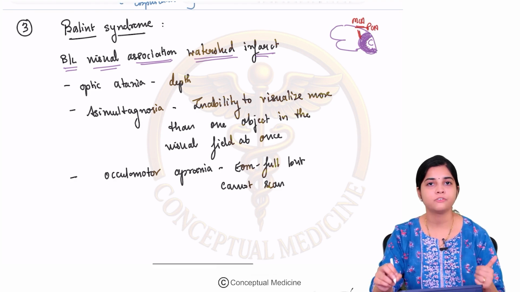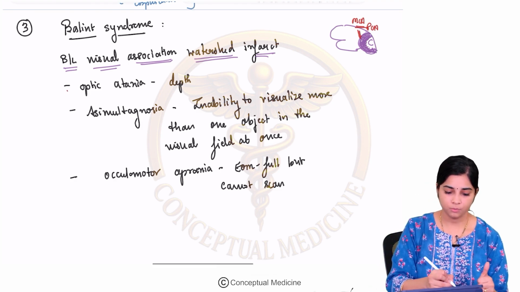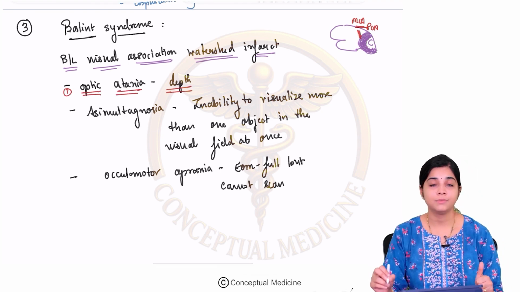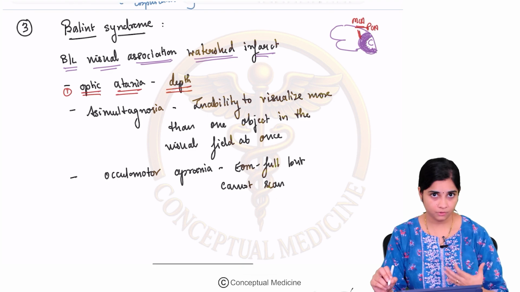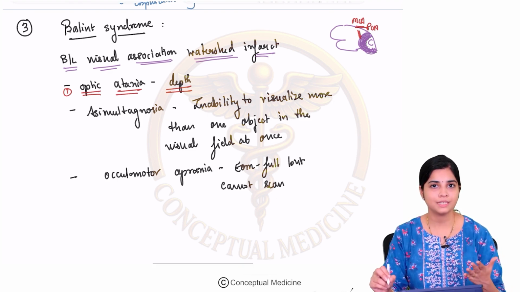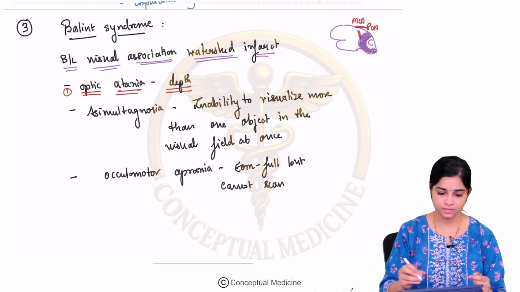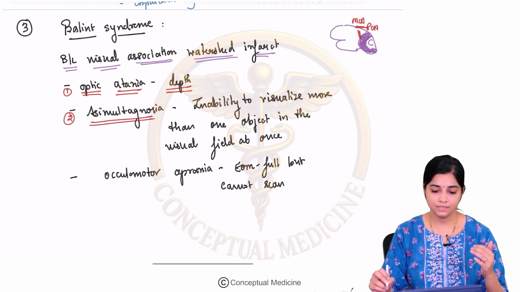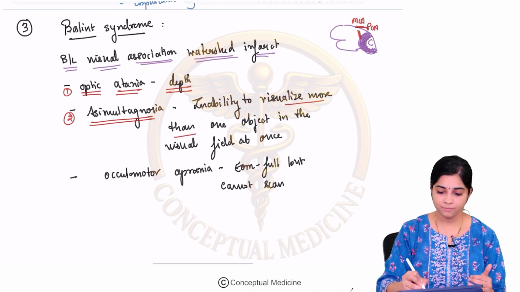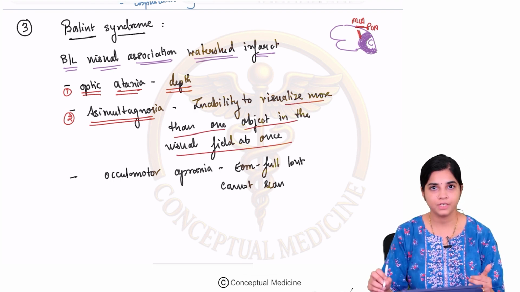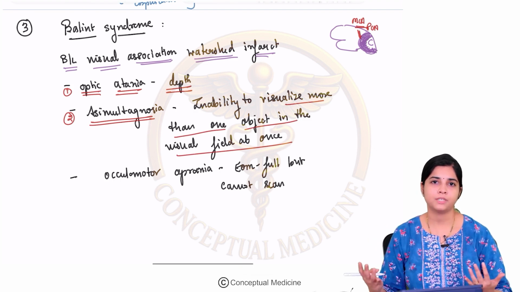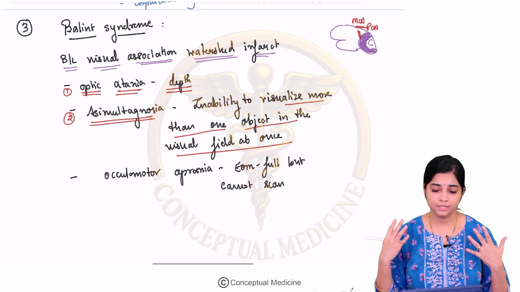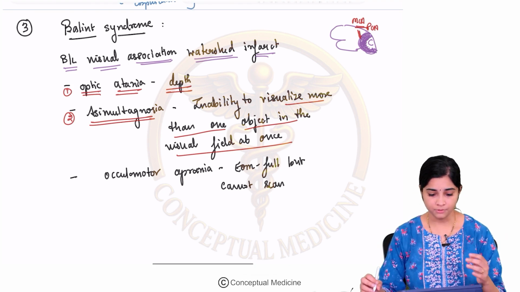What is the triad of features of Balint syndrome that you should know? One is optic ataxia, that means inability to identify the depth of an object. Whenever you are seeing, you can assess the depth; that is lost. Then we can have asimultagnosia, which means inability to visualize more than one object in the visual field at once. There is a tree, there is a car, there is a road, but inability to visualize more than one object in a particular visual field.